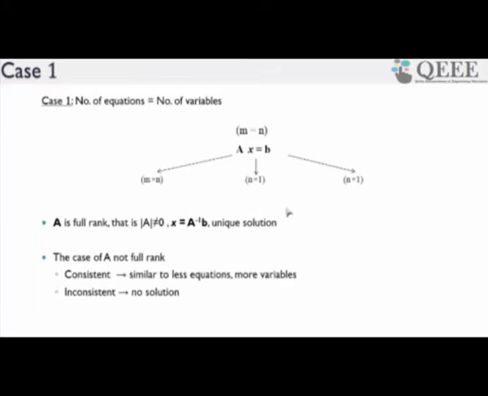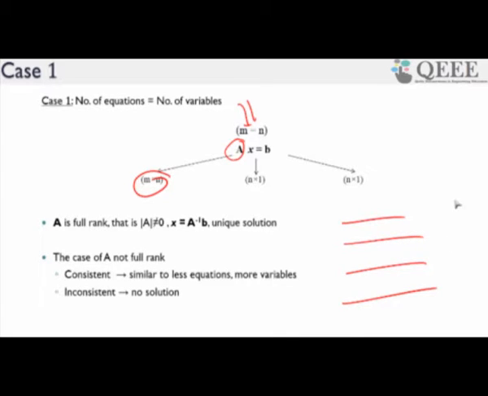So when I have the number of equations and number of variables the same, that basically means if I assume A is an m by n matrix where m is the number of rows, n is the number of columns, this case of number of equations equal to number of variables is m equal to n. In this case, if all the columns of A are linearly independent, or if A is full rank, or if the determinant of A is not 0, then there is only one solution for this set of equations, and that solution is given by x equal to A inverse b. Now this is straightforward.